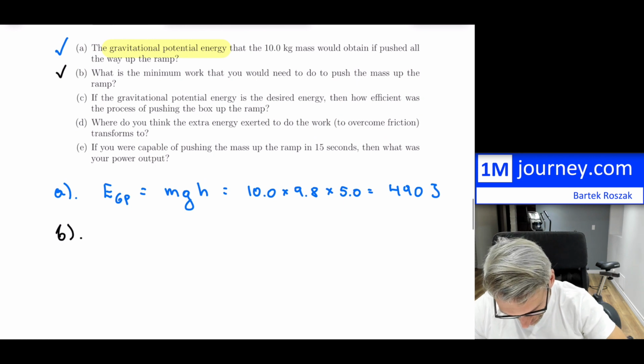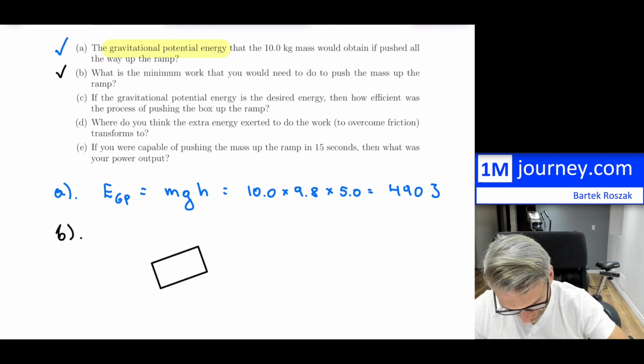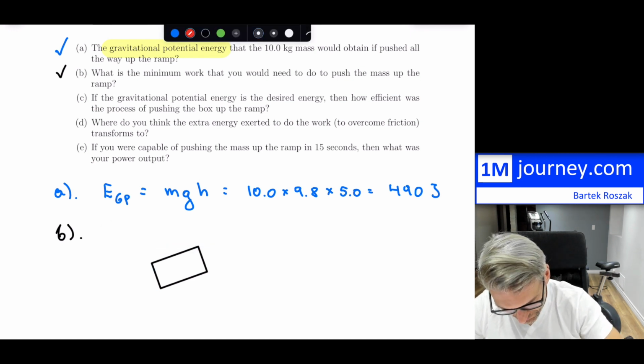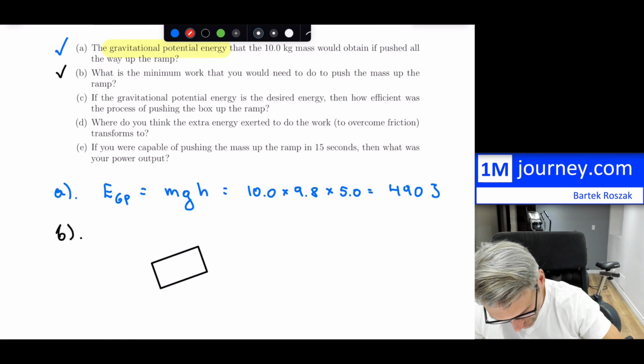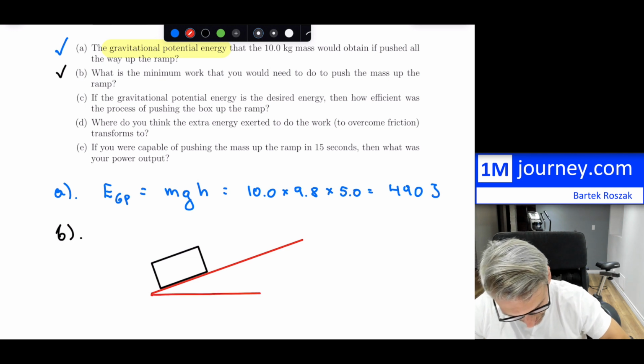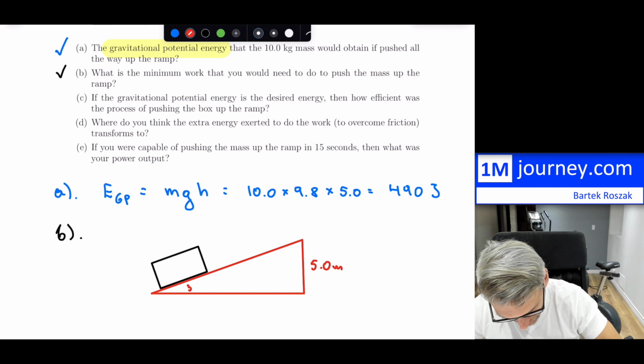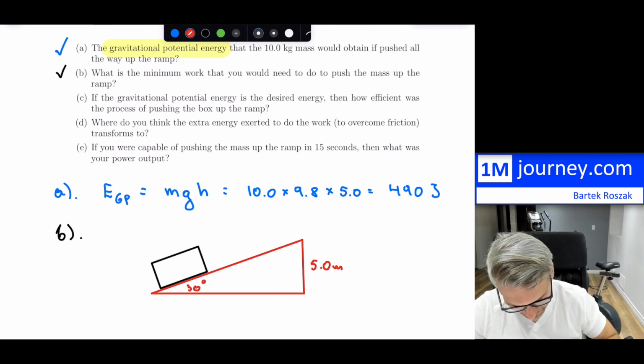So we have a box, so I'm going to draw a box, like this. Now let's fill this in here. I'm going to draw some triangle in here, all right. Now I'm going to make it a little smaller. Okay, we know that this is 5 meters, right? We know that this is 30 degrees.